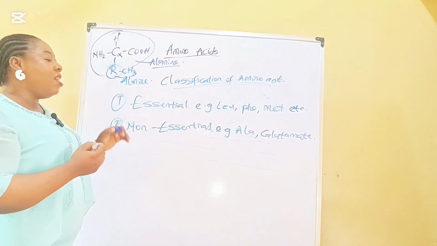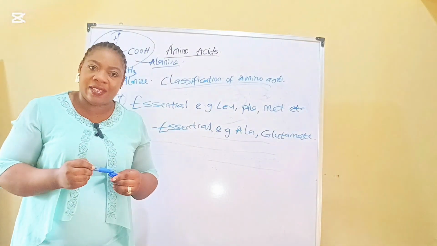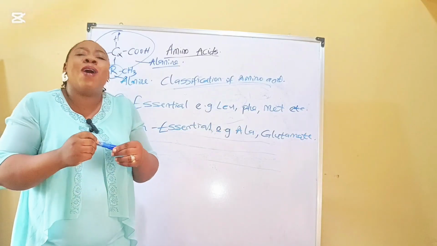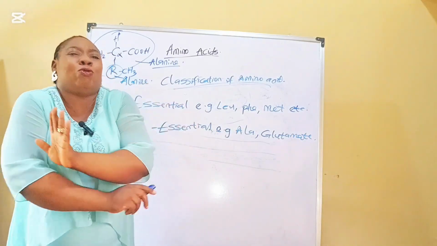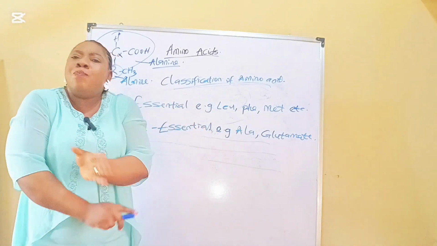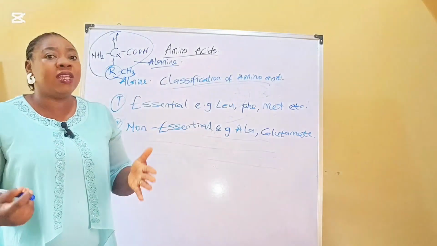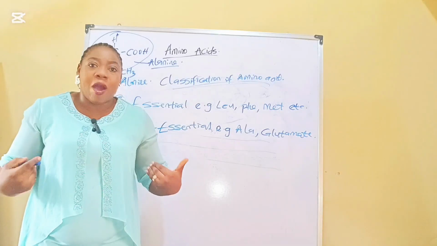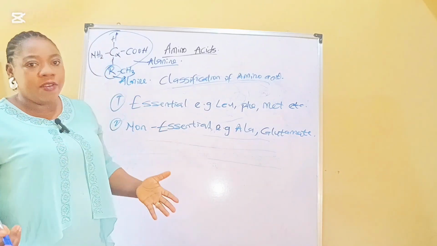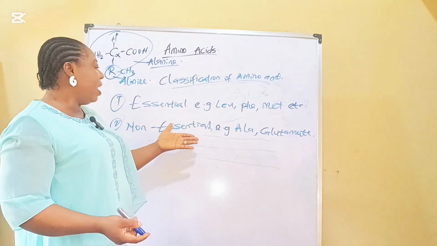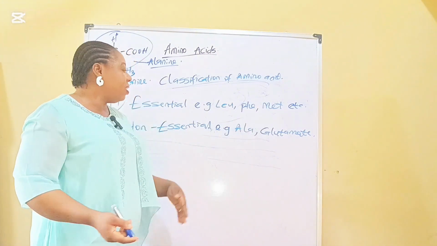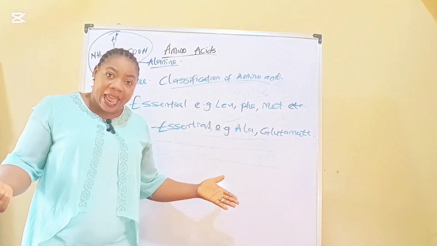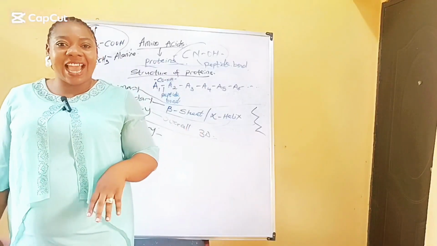So now the non-essential amino acids, these ones are the amino acids that our body can produce on their own, they can make on their own. There is no point in us sourcing for them outside again. So our body can easily give them to us. Examples include glutamate, and also alanine.